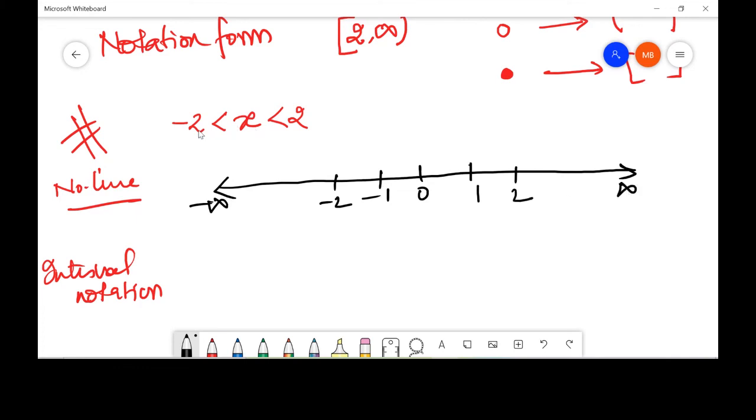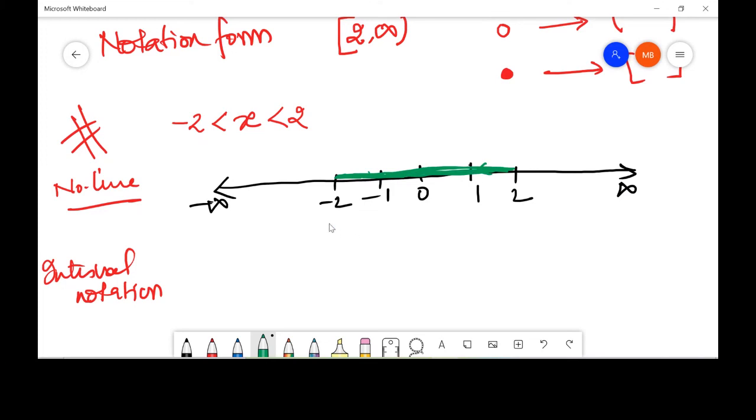So here x is greater than -2. So greater than -2, obviously to the right of -2. And x is less than +2. So less than +2, so left of 2. Left of 2 and to the right of -2. So all these real numbers between -2 and +2 will be your answer.